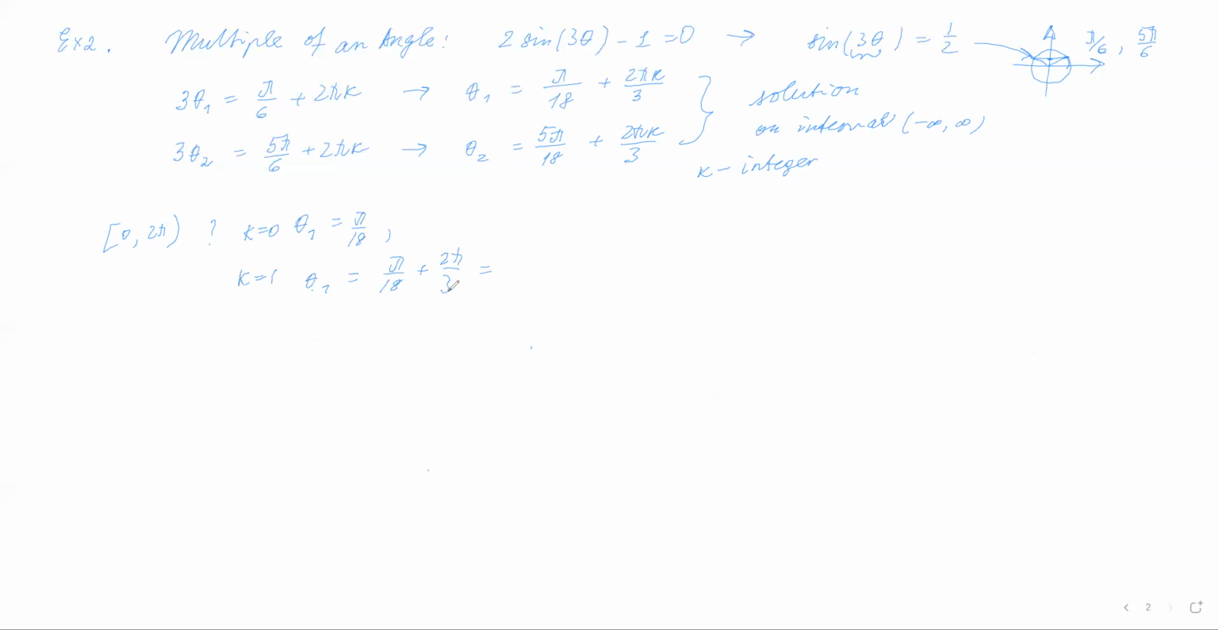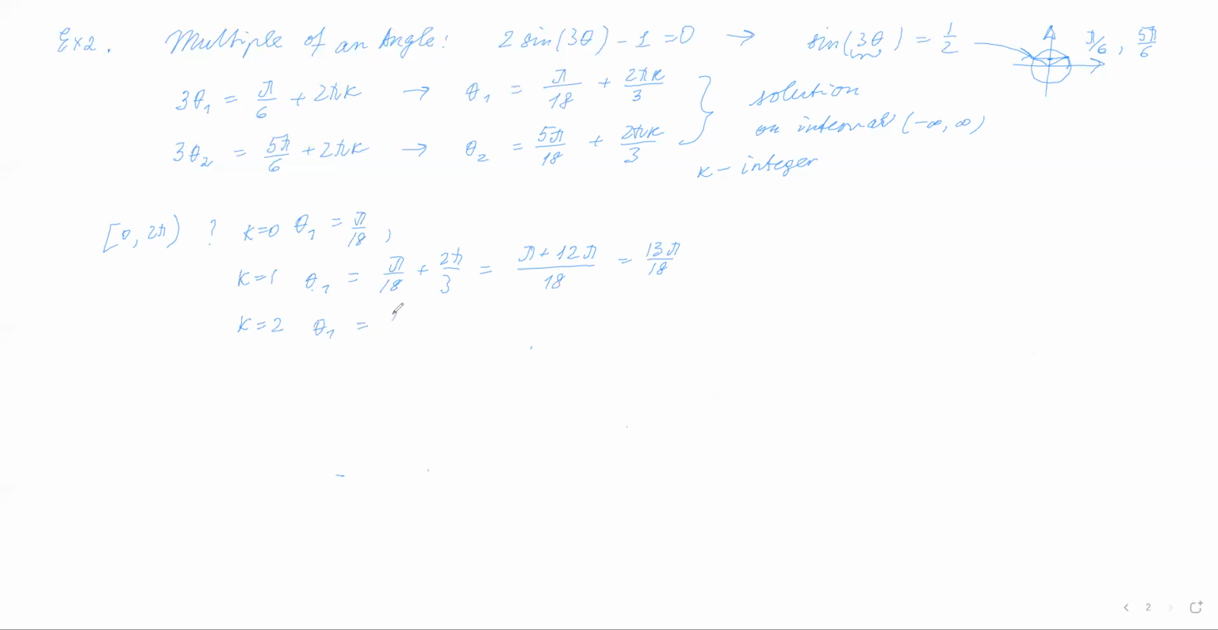So what is missing over here? If you multiply 3 by 6, you get 18, right? So we have pi plus 12 pi, multiplying numerator and denominator by 6 to get the denominator 18, and we have 13 pi over 18. It's still less than 2 pi, so this is going to be one of the solutions. Let's try k equals 2.